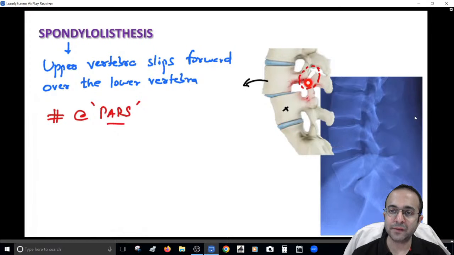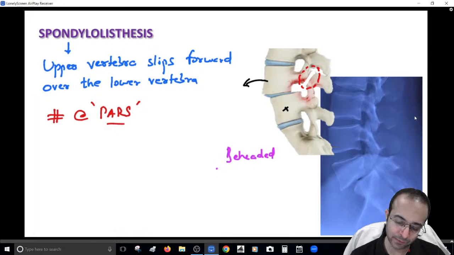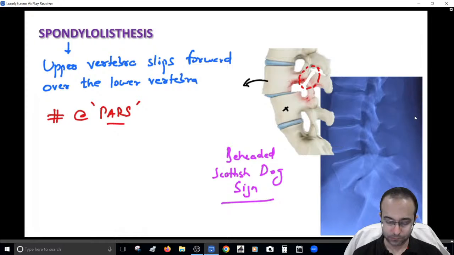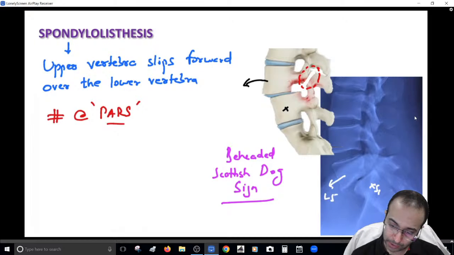When the pars breaks, there is a dog-like shadow visible at the back. That neck of the dog gets broken. So some people find this injury on the x-rays by picking up what you call the beheaded Scottish dog sign. So here also you can see this upper vertebra has gone forwards over the lower vertebra. It's L5 vertebra going forward over S1, and as this vertebra goes forward, this neck of the dog is broken over here. I hope you can see this dog-like shadow and this neck broken over here. So beheaded Scottish dog sign.